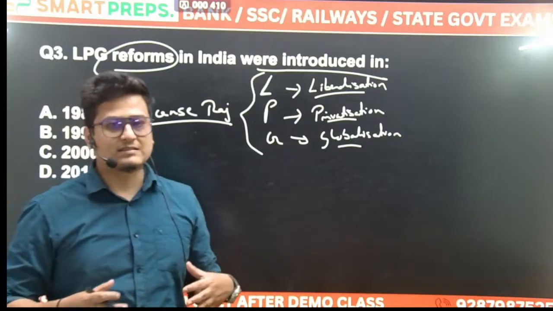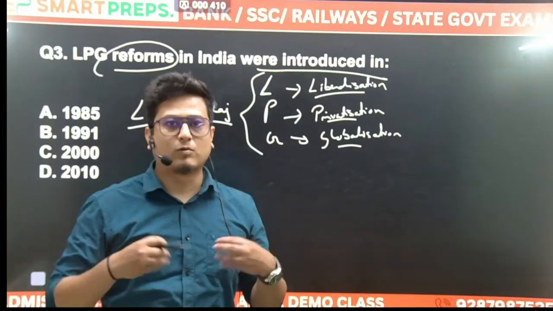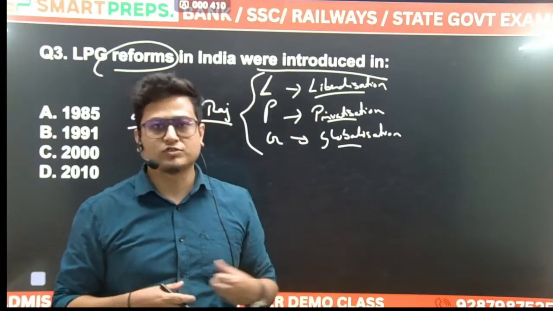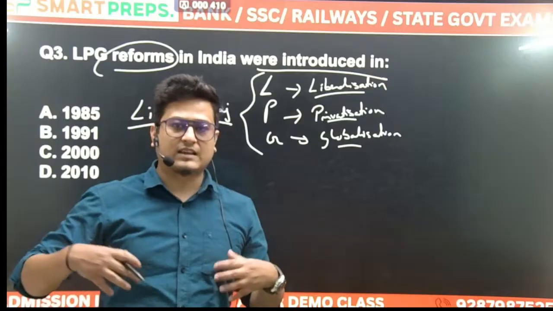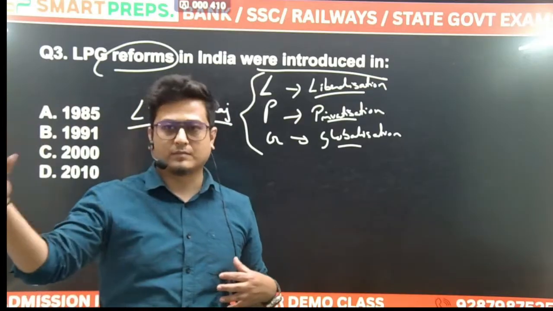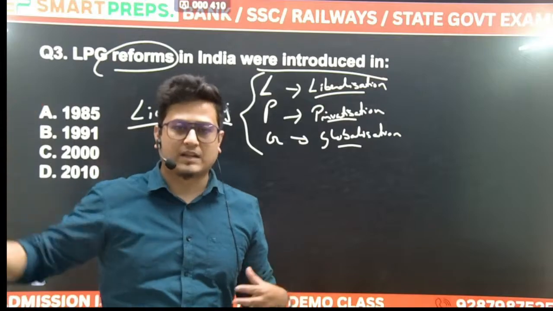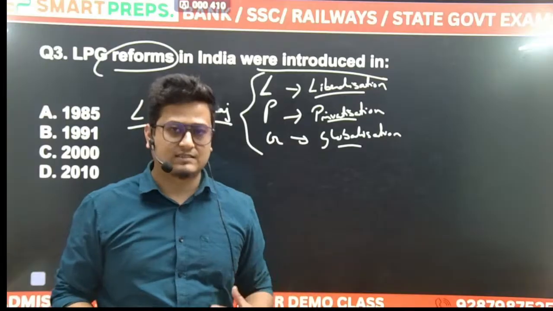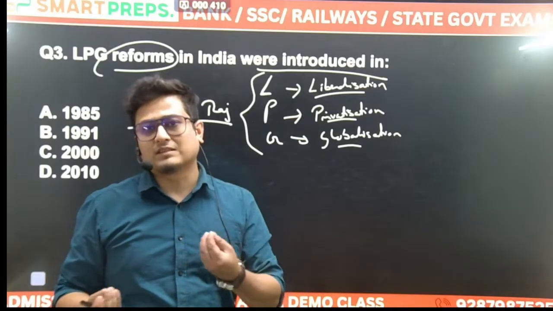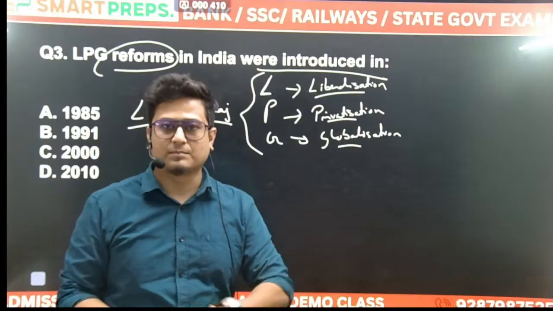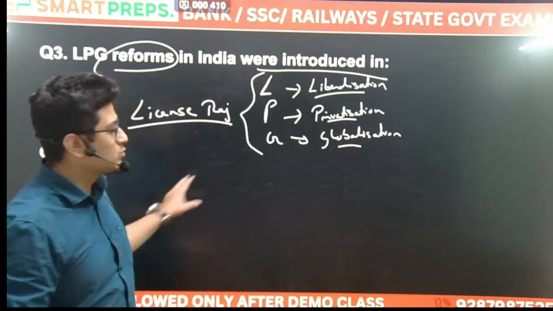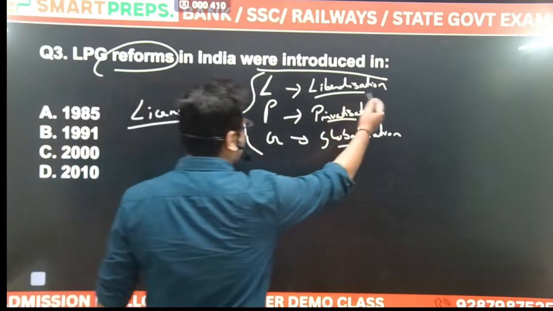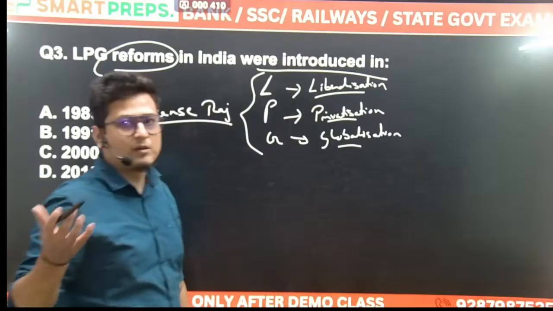So under license raj, if I don't have the influence of powerful people, I will not get a license to open my own shop. If I am a minister's son, the son of a powerful businessman, a big man, or the son of a bureaucrat, then I will get a license. But if I am a simple worker, a simple citizen, I will not get a license to start my own business. That license raj was going on at that time. That means there was no liberalization. You were not free.